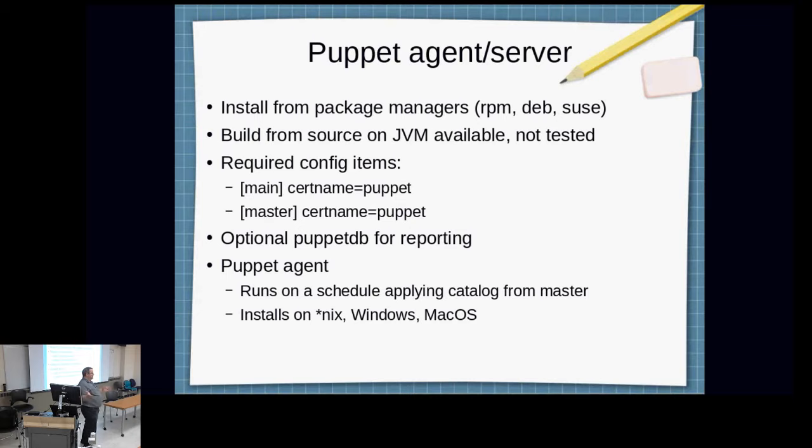So like I said, PuppetDB gives you that reporting. It is optional. You don't have to install it. It'll just throw out the catalog or throw out the reports when it's done. And then the Puppet agent, as I said, runs on a schedule applying that catalog that's given to it from the master. So the agent checks in, give me my catalog, master provides it to them over that same TCP connection, and then it installs configuration changes. It does run on Linux, Windows, and Mac OS. I've never run it on Mac OS, but I've seen it run on Windows and Linux systems.